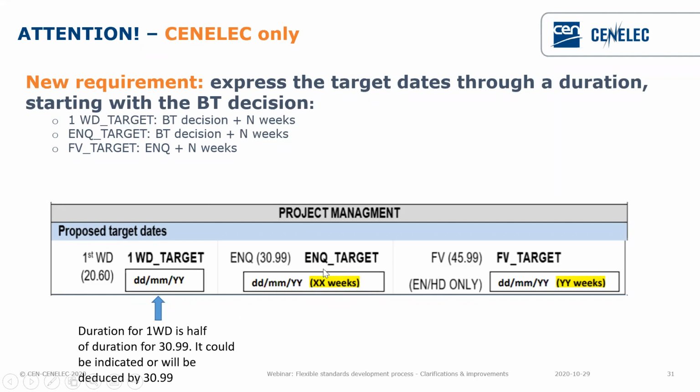Because of course, if here we have 30 weeks, in the first working draft target, the data service know very well that they have to put half, so 15. And in this case, of course, we need to know a number of weeks that are no more linked to the BT approval, because in the meantime, we have had the editing time from CCMC, we had the translation, we had the beginning of the inquiry, the end of the inquiry. So basically, this starts from the end of inquiry.